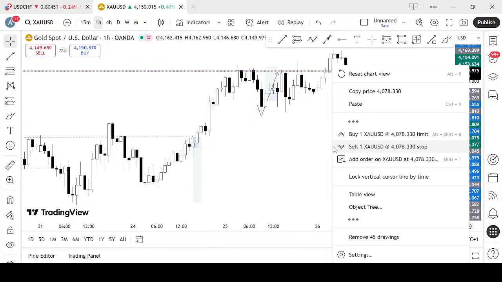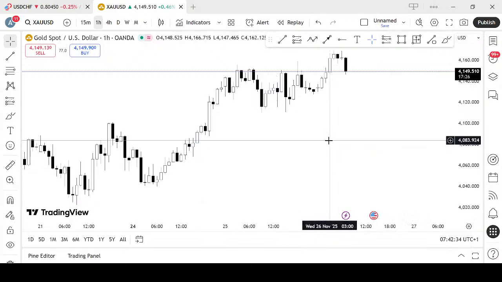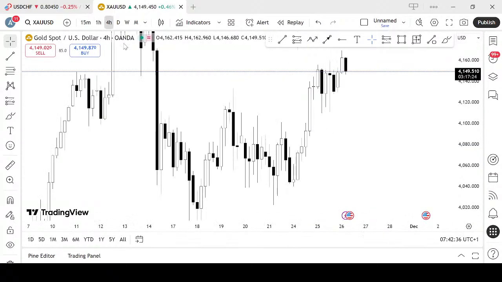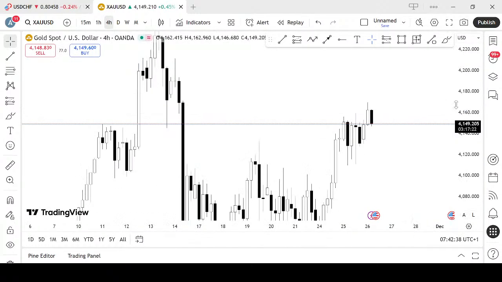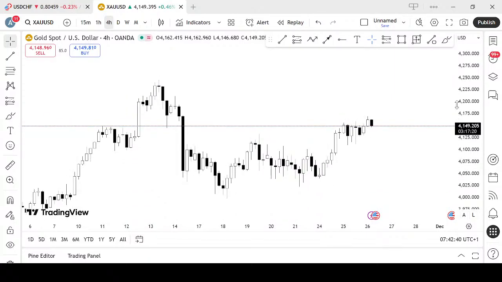The chart looks rough a little. Let's remove all the drawings. Okay, now marking up the structure. We are now on a clean slate.